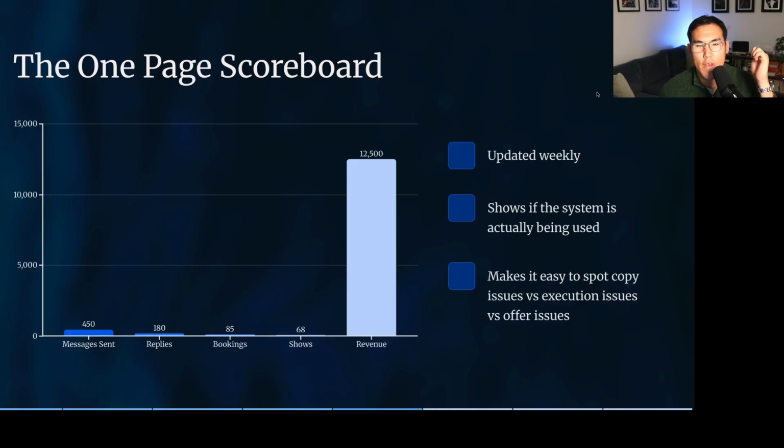For example, if messages are high and replies are low, the copy or offer is slightly off. If replies are high and bookings are low, the PRC needs a little bit of coaching. If bookings are high and shows are low, then reminders or offer framework is weak. If shows are fine and revenue is low, then the front desk or provider side needs a little bit of tightening. This is why tracking input metrics is so important, because you can actually identify where the inefficiencies are.